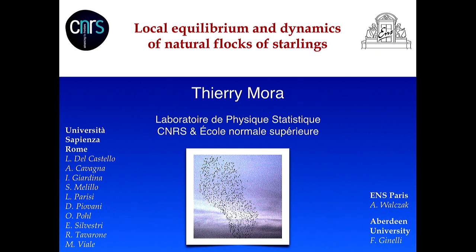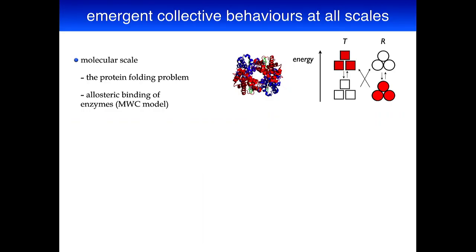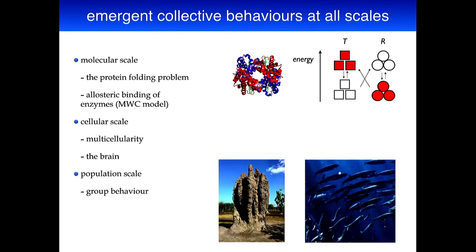But first, before going into my talk, I just wanted to give a first slide emphasizing the generality of collective behavior, and especially of emergent collective behavior, not just in animal groups, but at any scale in biology. I think that's a useful thing to remember. There's collective behavior even at the molecular scale, if you think of allostery, for instance, cooperative binding. Then at the cellular scale, neuroscience is an example of collective behavior of many cells together, or the multicellularity problem. And of course, animal groups, which is what most of us are talking about during this meeting.